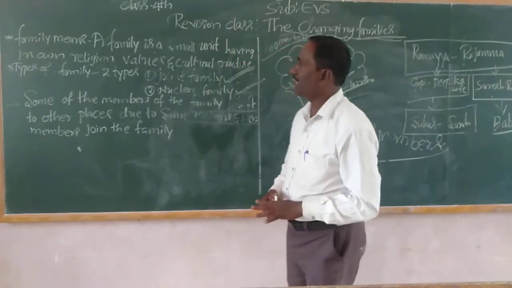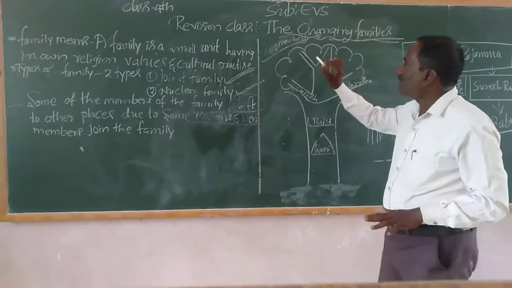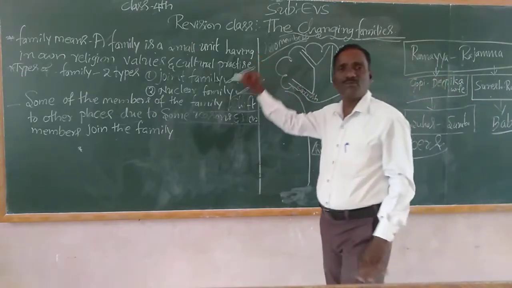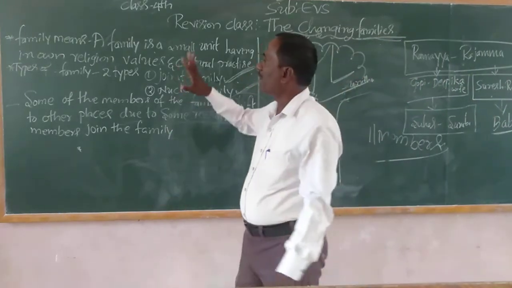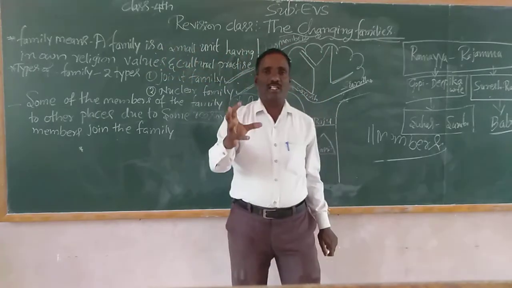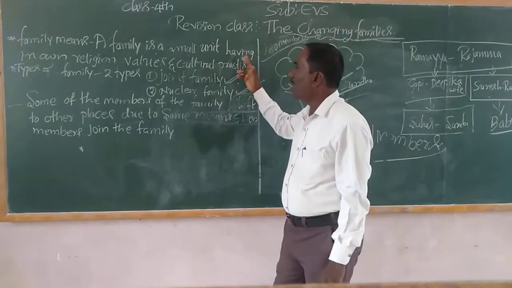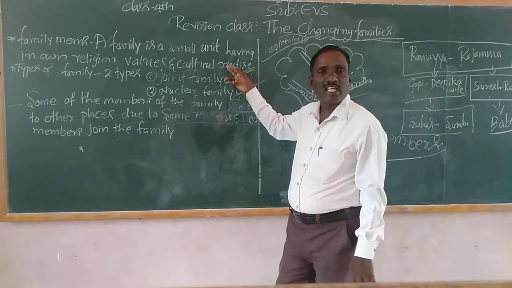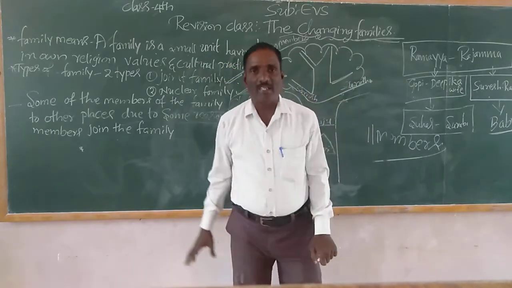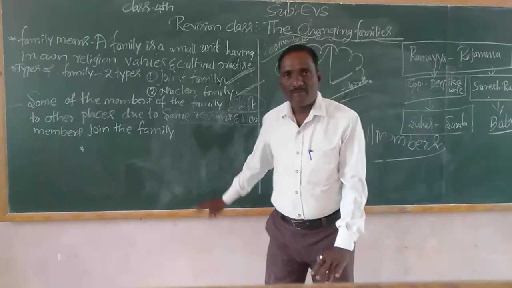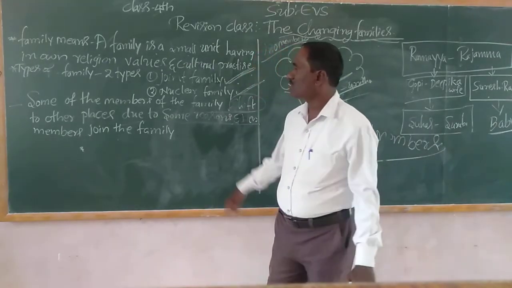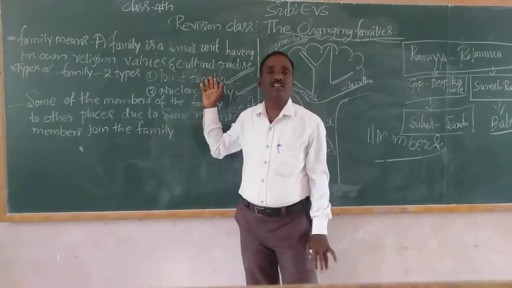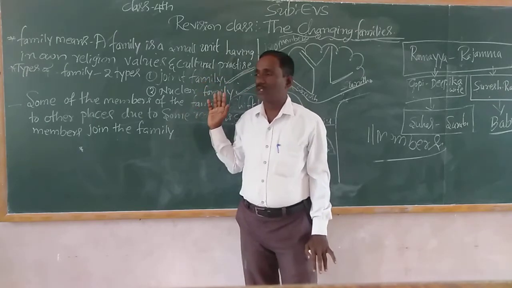Once again, I repeat. This is the revision class. The changing of families. Family has a simple meaning. A family is a small unit having its own religion, values and cultural practices. Now, types of family: there are 2 types of family. First, joint family and the nuclear family.